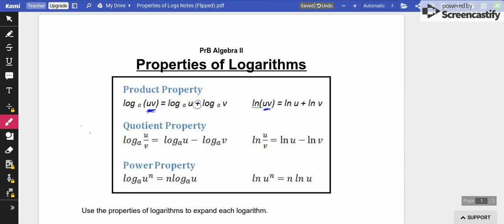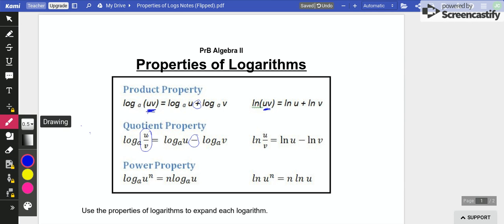The quotient property says if you have a division, so log base A of u divided by v, you can split that up into subtraction. Okay, the one on top stays on top there. So this would give us log u minus log v. Same thing with natural logs. You can split that up into subtraction.